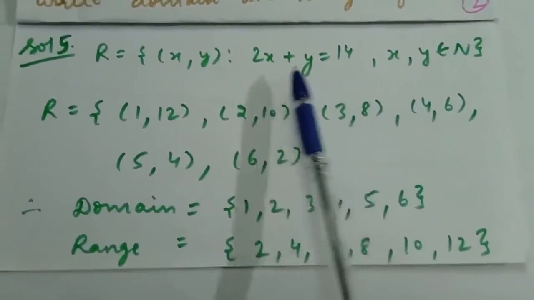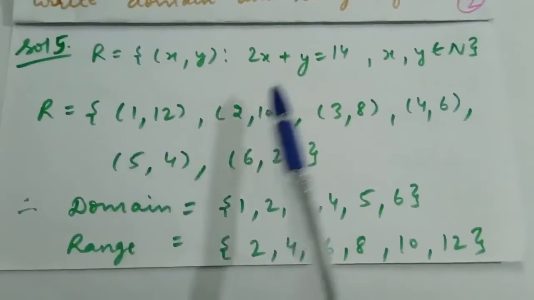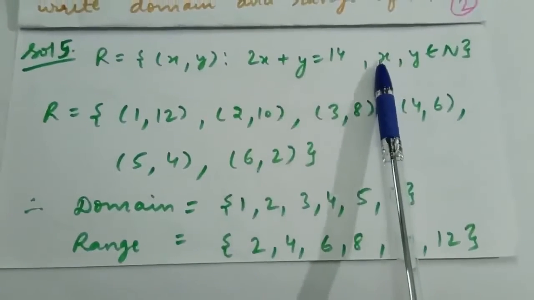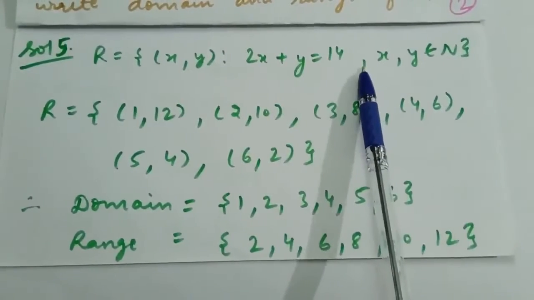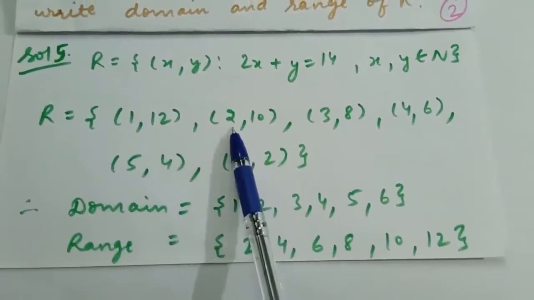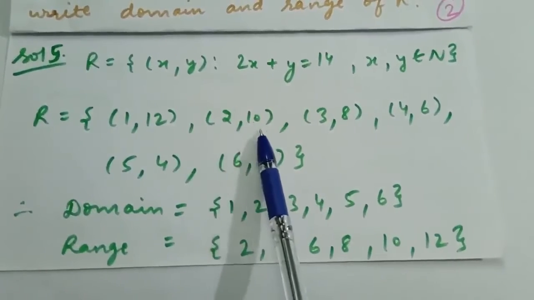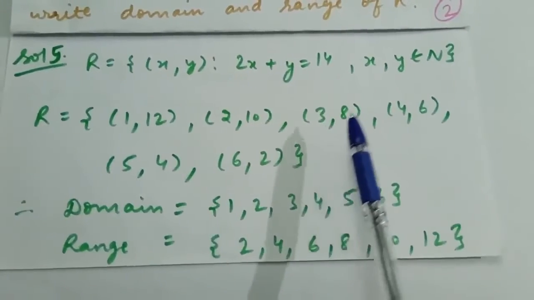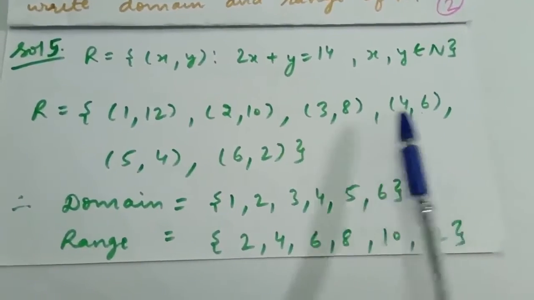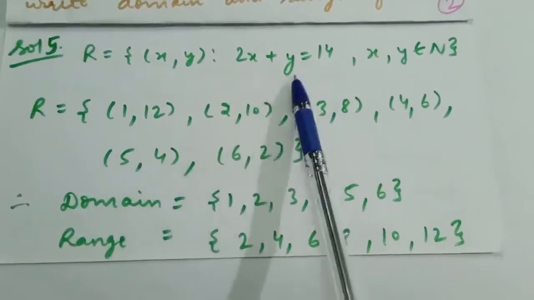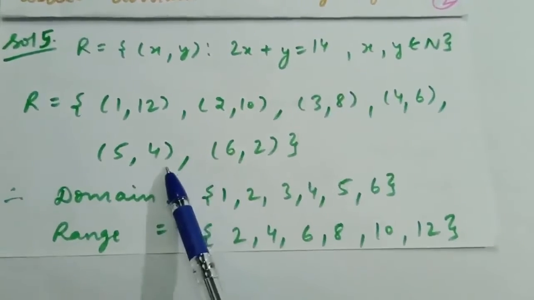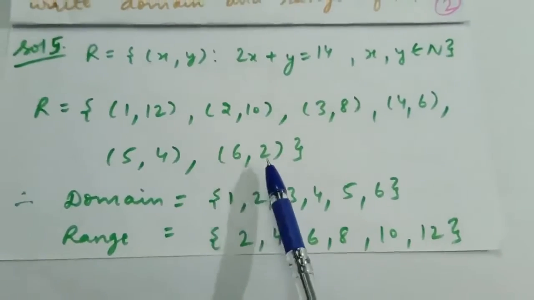Now if we take x as 1, then the value of y will be 14 minus, when this 2x will go that side, 14 minus 2. Why? Because x is here now 1. So 14 minus 2 will be 12. Similarly, when you will take x as 2, you will get y as 10. Then when x is 3, y will be 8. When x is 4, y will be 6. When x is 5, y will be 14 minus 10, which is 4. When x is 6, y will be 2.